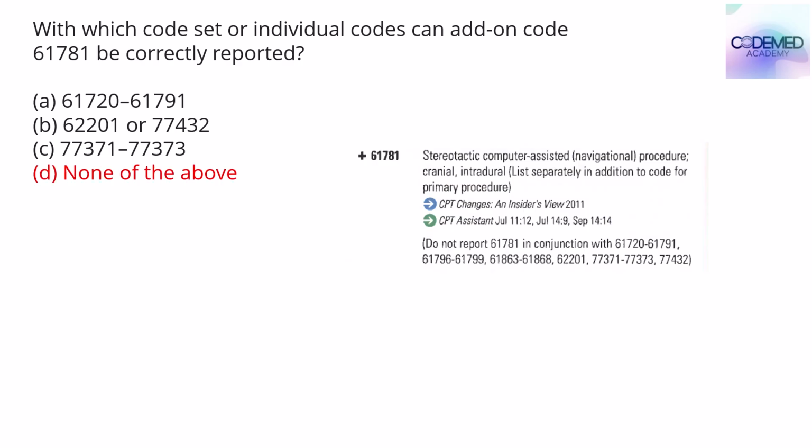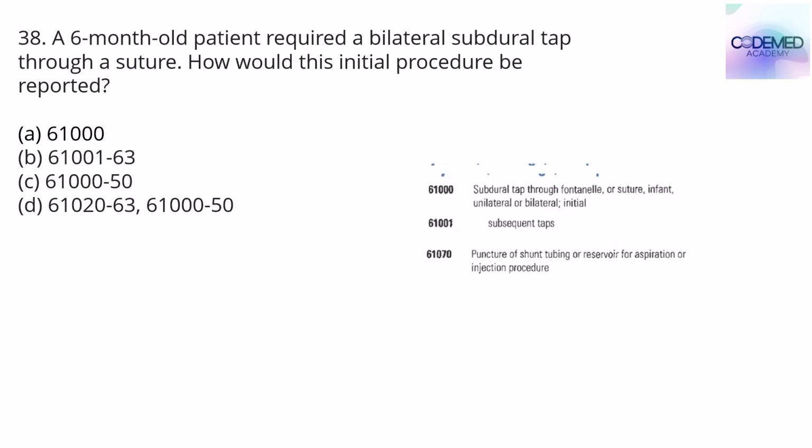A question like this will tell you how important the parenthetical notes are, and they are just testing your knowledge of whether you are reading the parenthetical note properly, because here they have clearly mentioned we cannot report this code along with all these codes, and all these codes are what they have given as options A, B, C. So D is the correct answer.